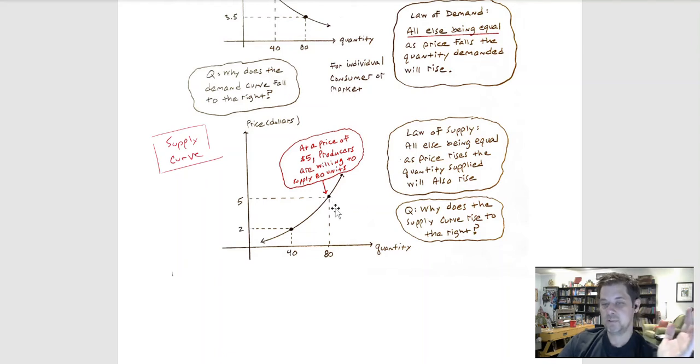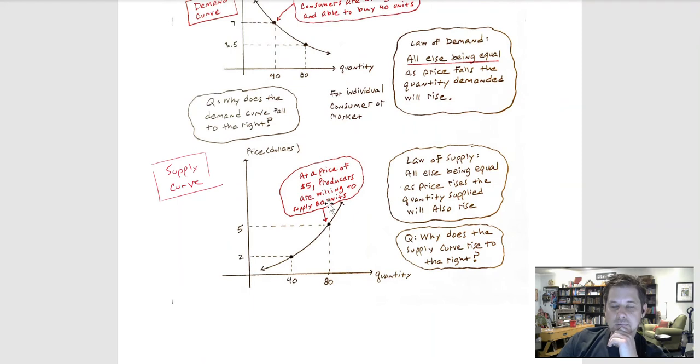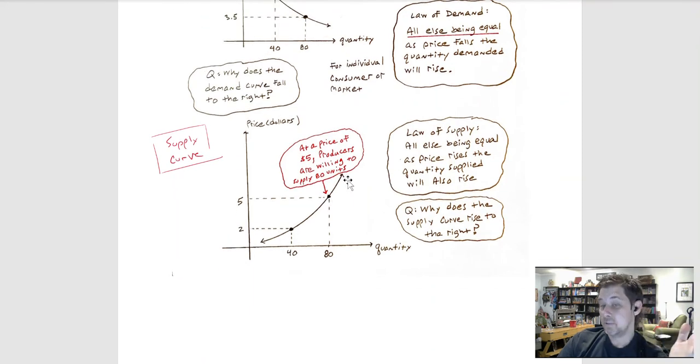But if this point right here has a quantity of 80 and a price of 5, if those are the numbers, it says at a price of $5, producers are willing to supply 80 units of the product. Okay. And notice the shape of the curve is a little bit different.